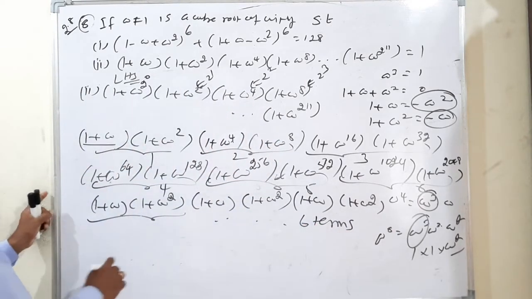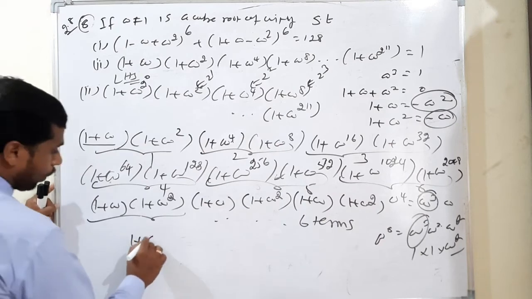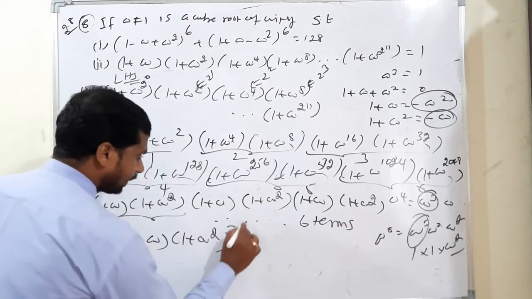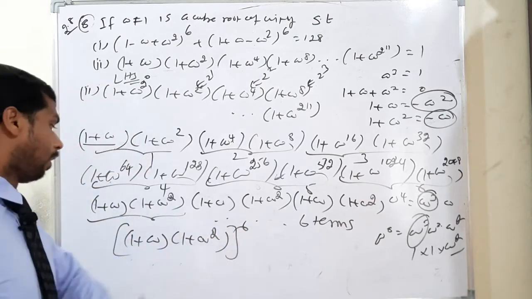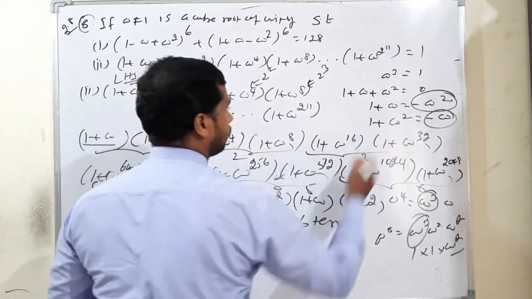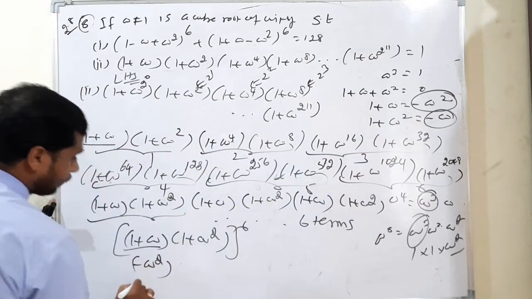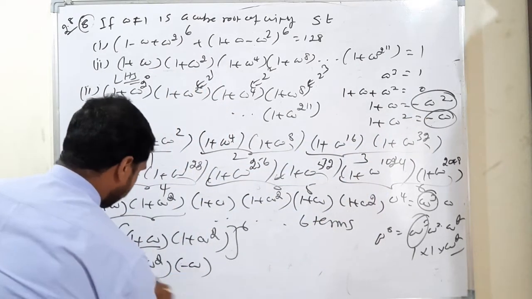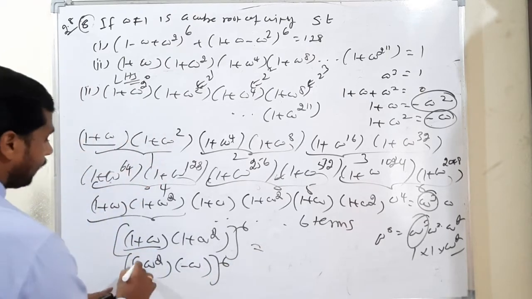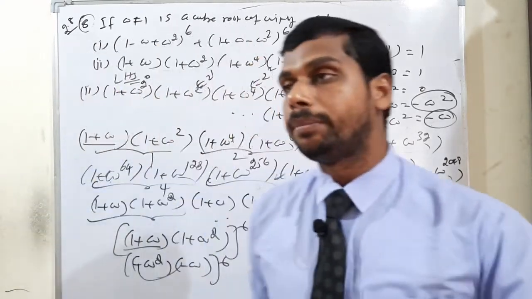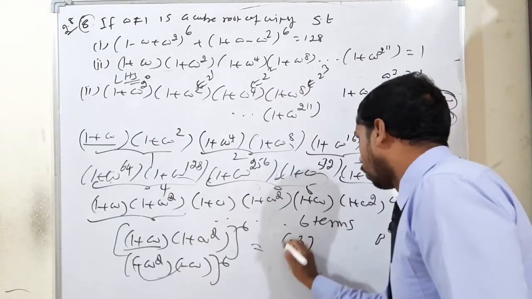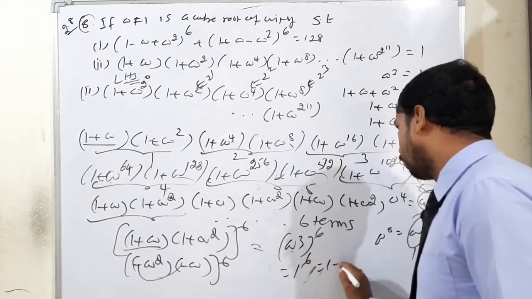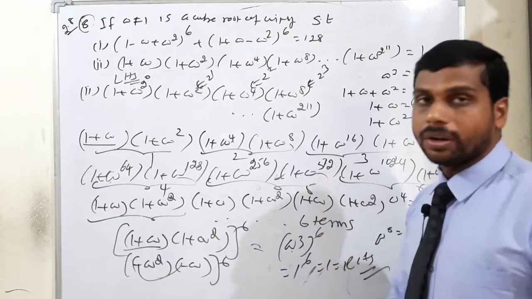Totally 6 times. Therefore, to rewrite the summation, we get (1 plus omega into 1 plus omega square) the whole power of 6. Now already we know 1 plus omega is equal to minus omega square, as well as 1 plus omega square is equal to minus omega, the whole power of 6. Now minus into minus is plus, omega square into omega means omega cube, the whole power of 6. Already we know cube root of unity means the value will be 1. So 1 to the power 6 means the answer will be 1. This is the RHS. Okay, one of the important 5-mark questions.